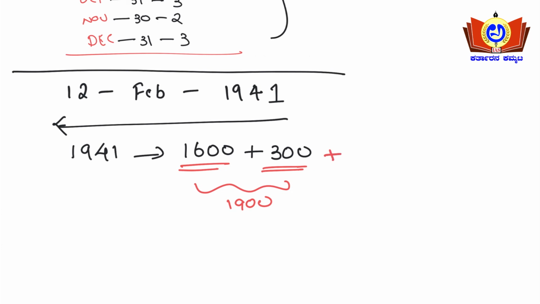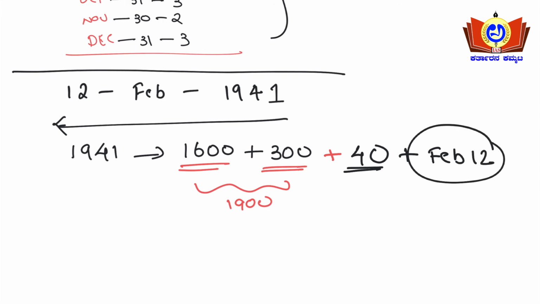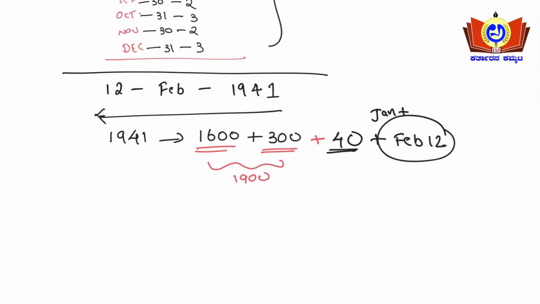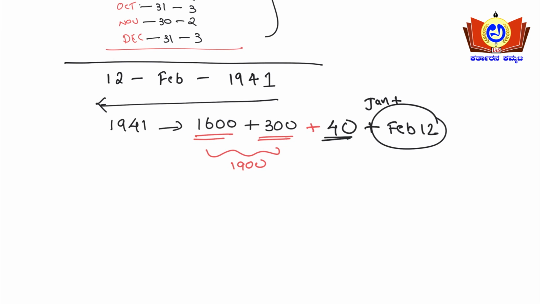So plus 40 years will be there. And this 1941 is there. So 41st year till February 12th. Yes or no? Till February 12th. That means actually Jan full month plus February till 12th. So like this you need to split so that writing becomes easier for you, and there will be less chances of making any mistakes here. Okay, so 12th February 1941 we can split like this here.